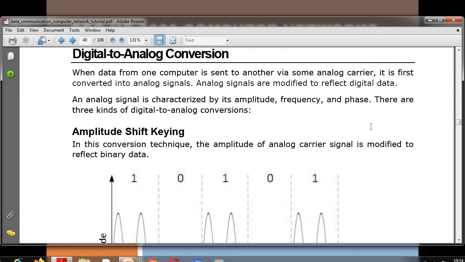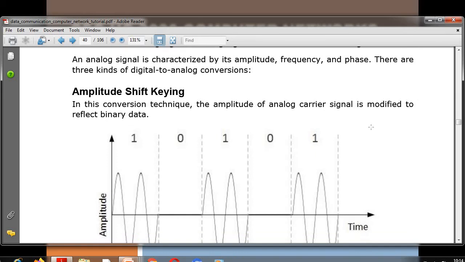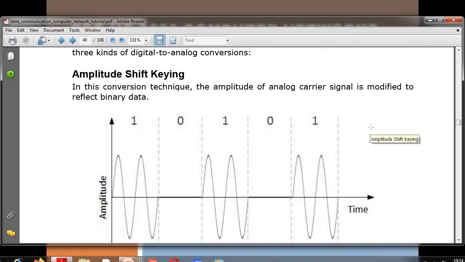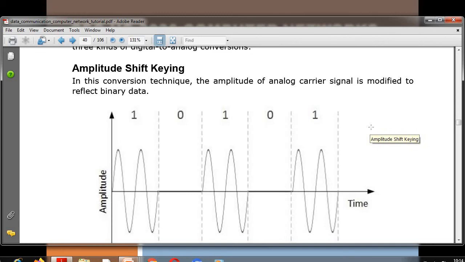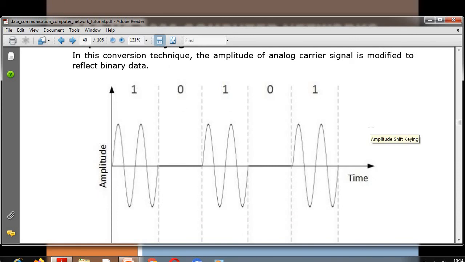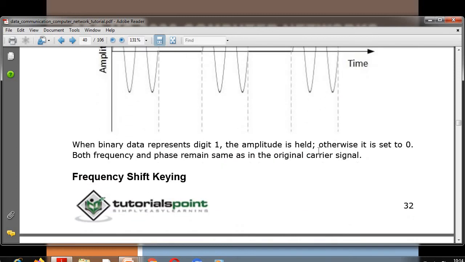First is amplitude shift keying. In this conversion technique, the amplitude of the analog carrier signal is modified to reflect binary data. Here we see this is time, and this represents 1, this is 0, this is 1, this is 0, this is 1. If the binary data is 1, the amplitude is held; otherwise it is set to 0. Both frequency and phase remain the same as in the original carrier signal.